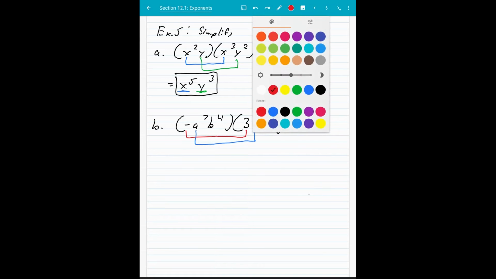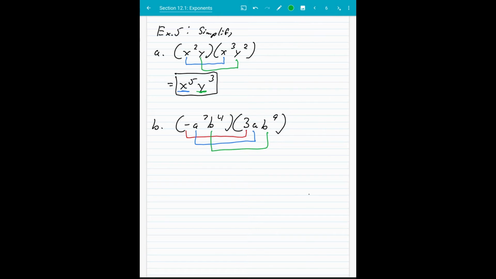I'll put that in a green color. Now you don't have to draw all these little brackets that you see me drawing right here. I don't need to see that. I'm just trying to help you visually see you match up the numbers with the numbers and the like variables with the like variables. So we do the negative times the 3, that would make -3. A to the 7th times a to the 1 power would make a to the 8th power. B to the 4th power times b to the 9th power makes b to the 13th power. And you're done.